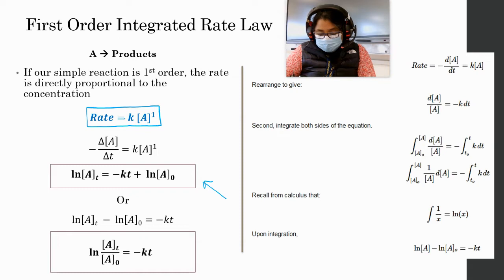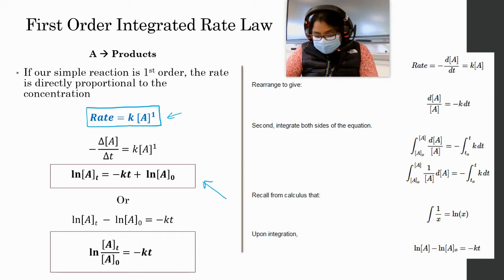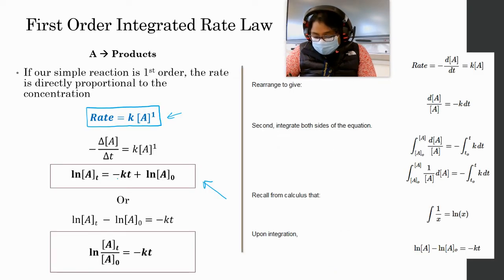So you have the rate law, when you were looking at rate and the concentration of the reactant, and the integrated rate law is looking at time and concentration. So here again you have a straight line, or a linear relationship. The natural log of the concentration of A at time t is equal to negative kt plus the natural log of A at time 0, which is your initial concentration.